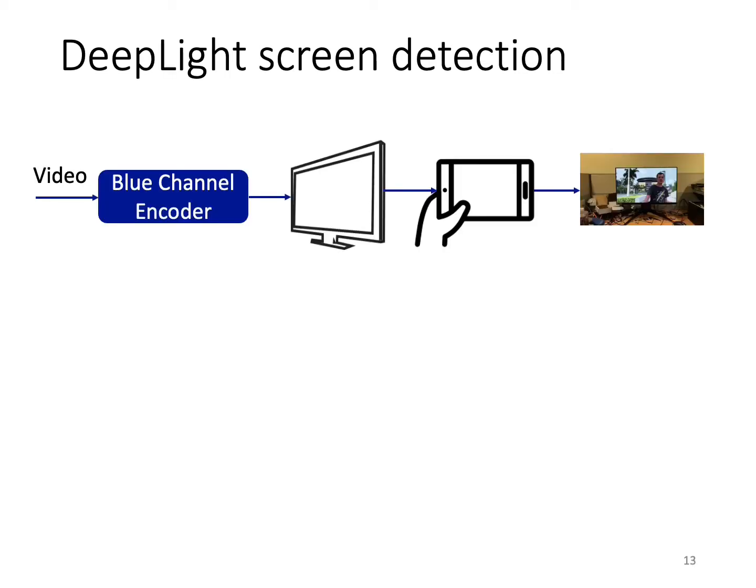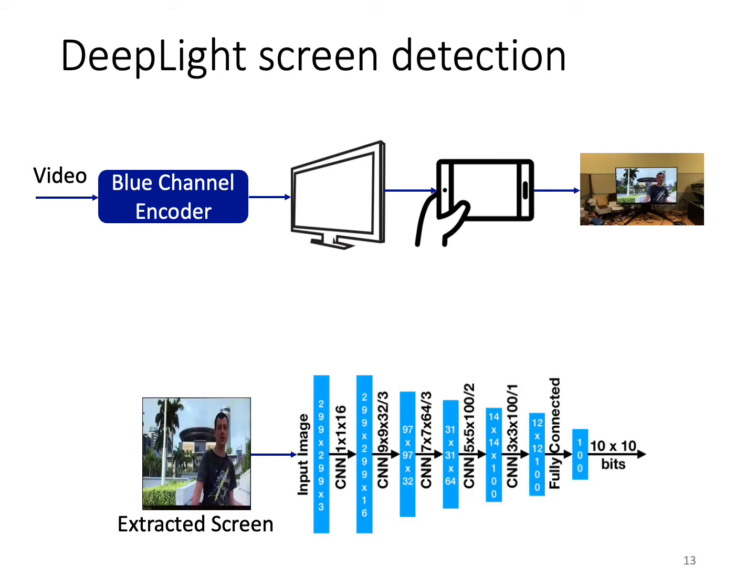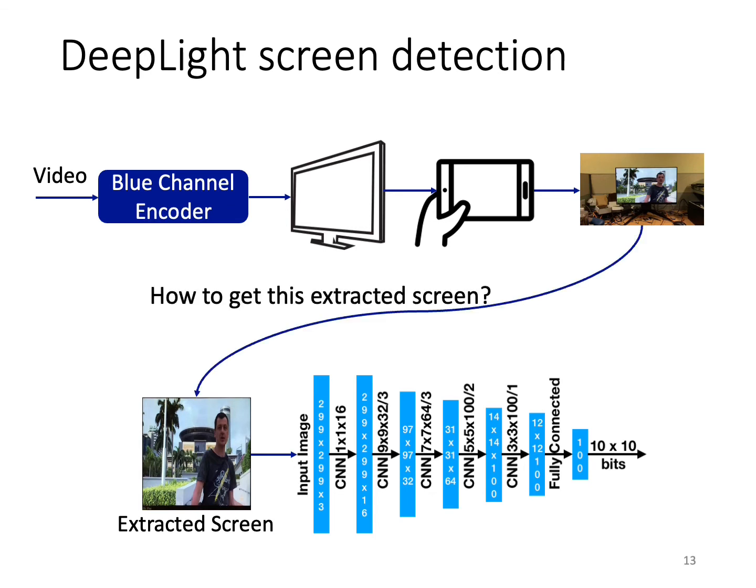Okay, so up to this point, we know how to encode the data into the blue channel and video frames. We also know how to decode the bits from an extracted screen. But the camera frame includes a lot of non-screen pixels. So how can we extract the screen?